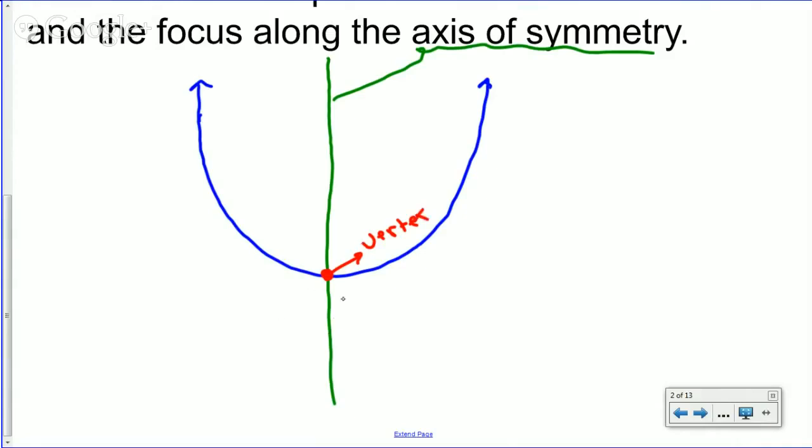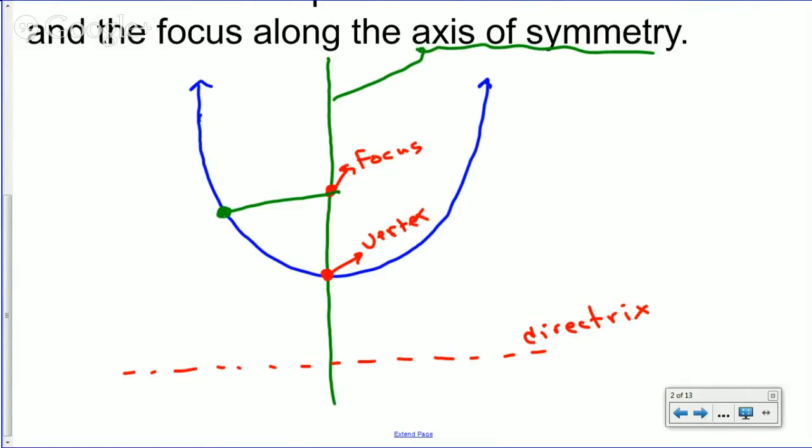At some point on this, we know that it said that the vertex is halfway between the focus. So let's say this is the focus and the directrix. So that's a line out here. Directrix. So the definition of a parabola says that the distance from the parabola to the focus is the same as from the parabola to the directrix. So this distance has to be the same as this distance.